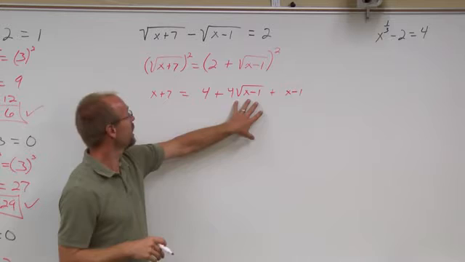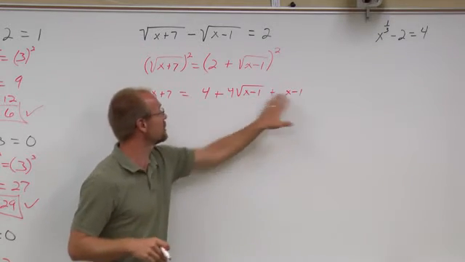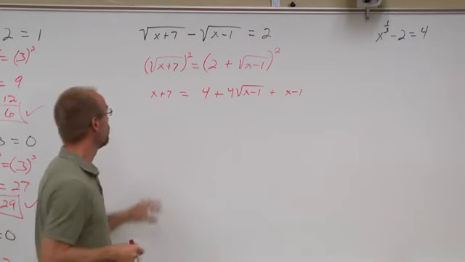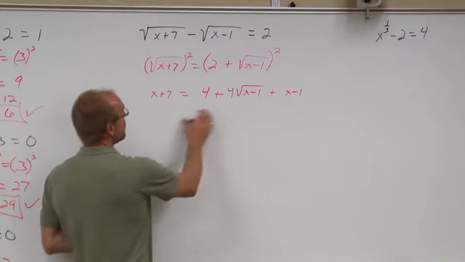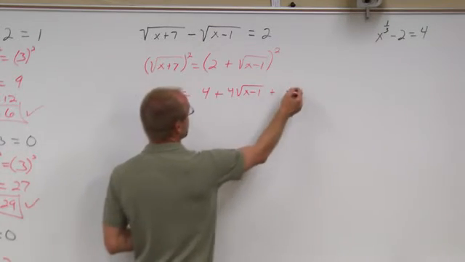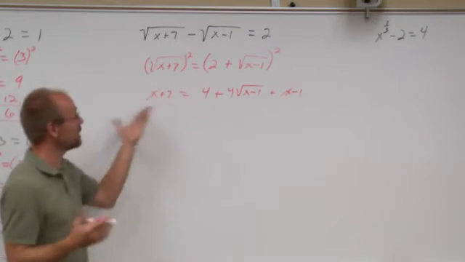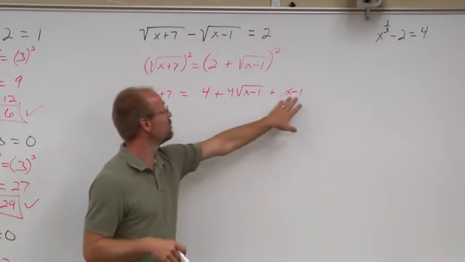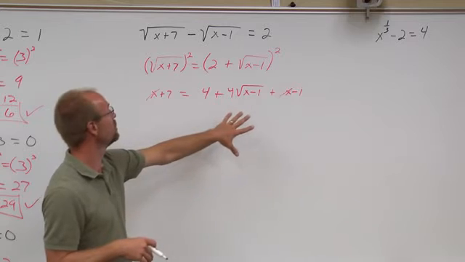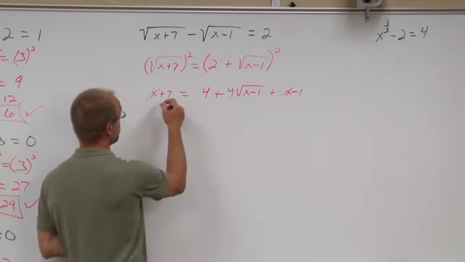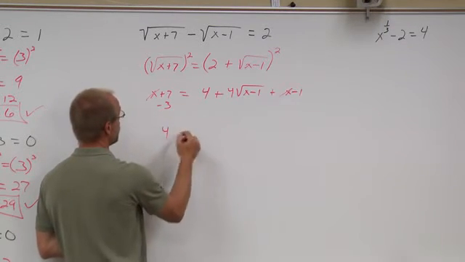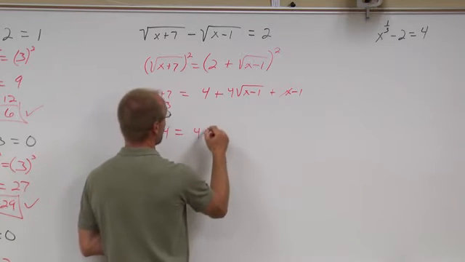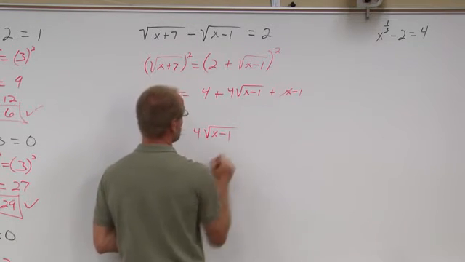Sorry about that. And we can see there are some like terms we can deal with, so we'll work through that. We have an x on both sides. They cancel out. If I subtract x from both sides, it's gone. And I have 4 minus 1 is 3. I'm going to subtract 3 from both sides, right? And if we see that, we get 4 equals 4 square root of x minus 1.